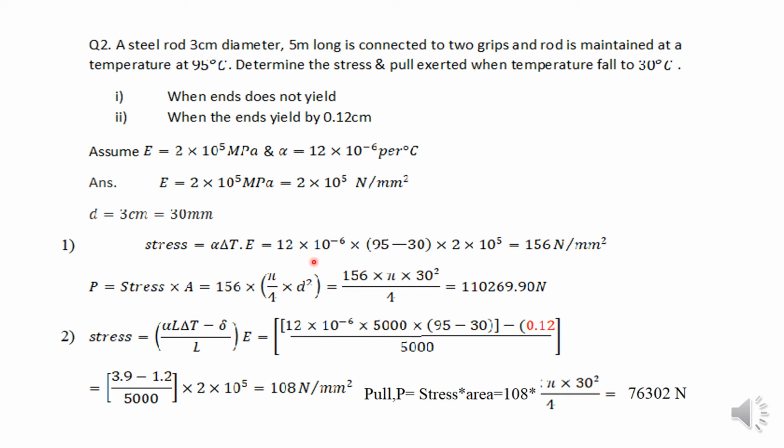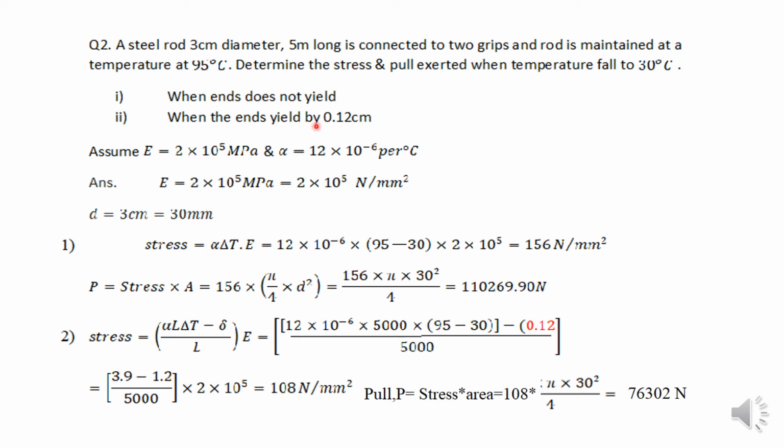So that's equal to alpha into delta T, the change in temperature, into E. So you will get the answer as 156 Newton per mm square. Now what about the pull? Just multiply the stress into area. That is 156 into pi by 4 d square, and that's equal to 110,269.90 Newton.